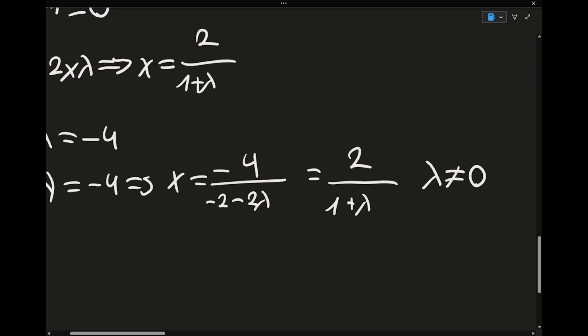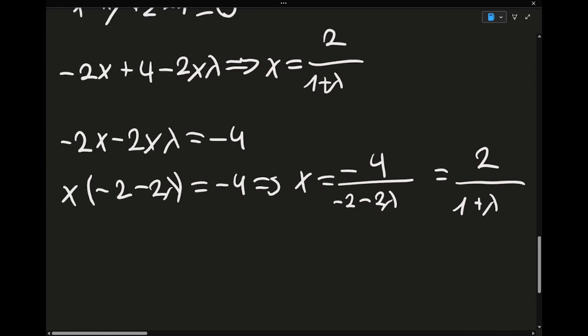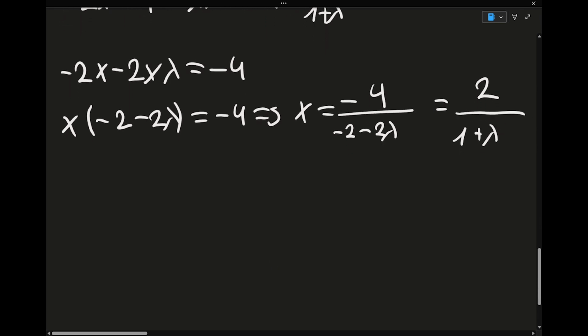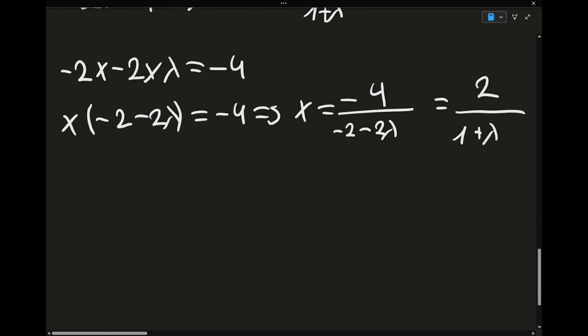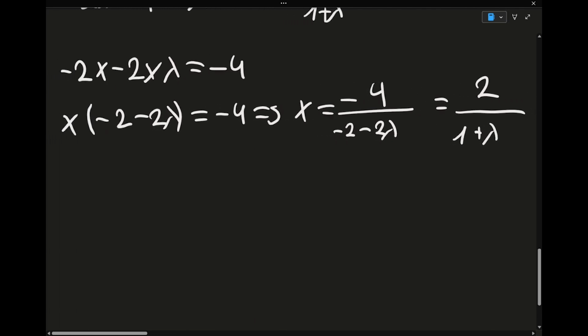We can safely assume that lambda is not equal to minus 1, but if it turns out that lambda is indeed minus 1, we will have to go back and change everything. But for now, we just assume that lambda is not equal to minus 1, and we will see what happens.